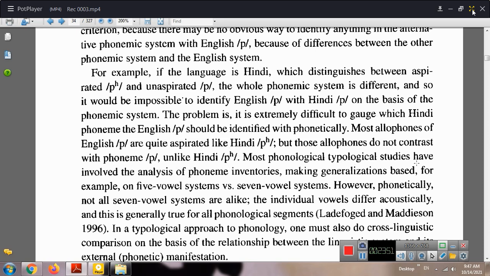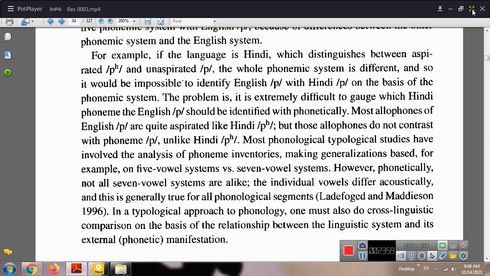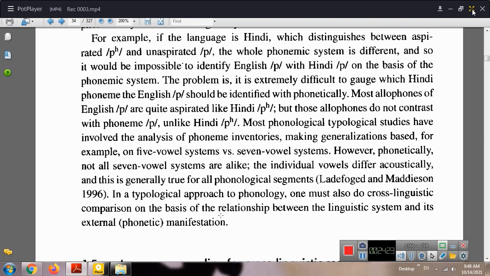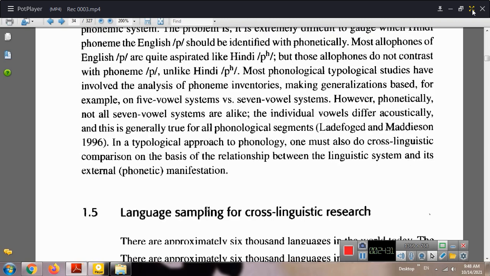Most phonological typological studies have involved the analysis of phoneme inventories, making generalizations based, for example, on a 5-vowel system versus a 7-vowel system. However, phonetically, not all 7-vowel systems are alike. The individual vowels differ acoustically, and this is generally true for all phonological segments. In a typological approach to phonology, one must also do cross-linguistic comparison on the basis of the relationship between the linguistic system and its external or phonetic manifestation.